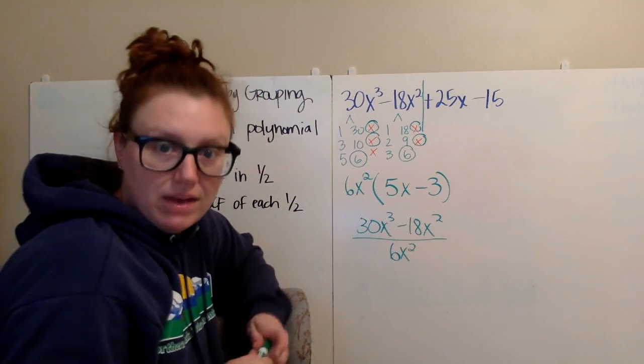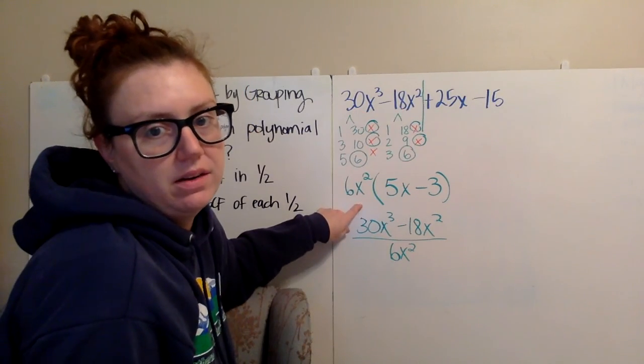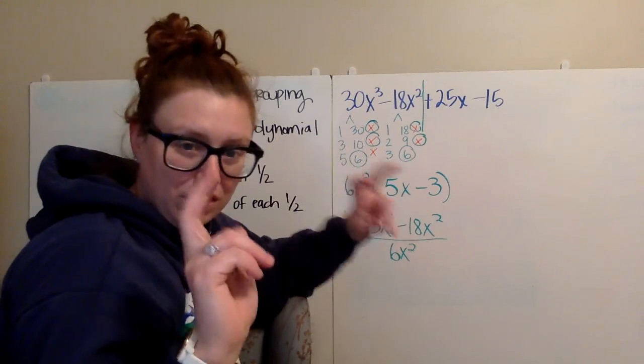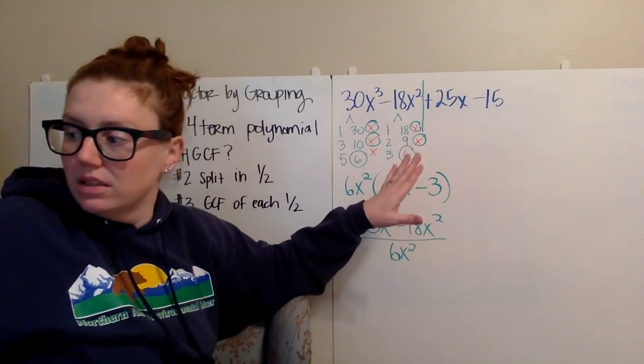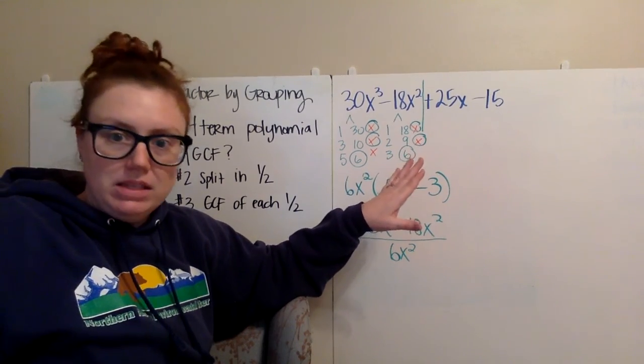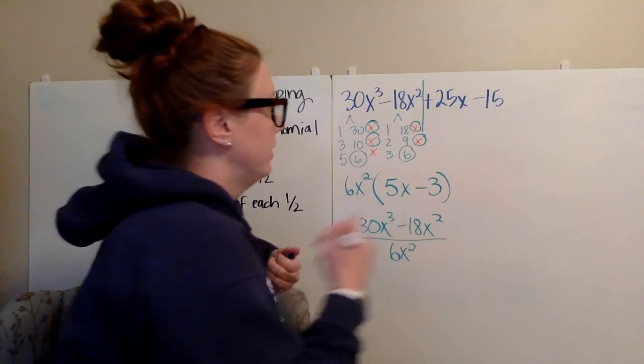The greatest common factor of those two terms is 6x squared. And then this is the leftover, right? I'm taking that part out so that I can write my solution. Now I'm going to go over to the second half.